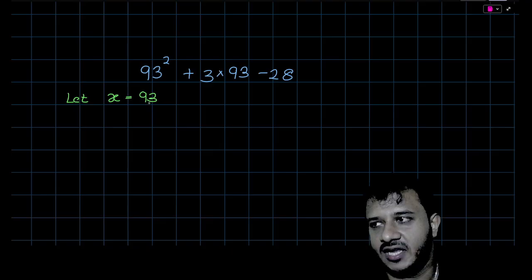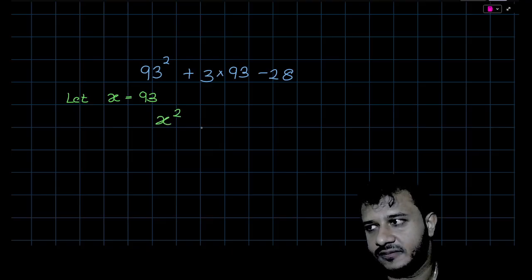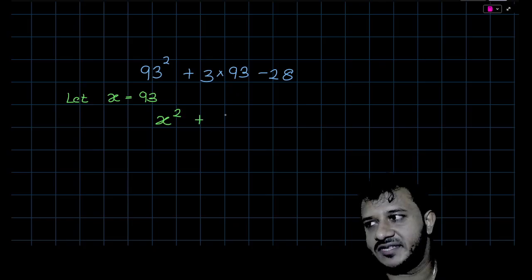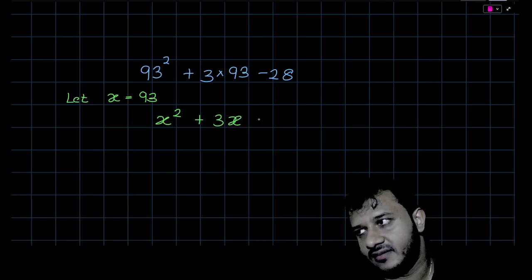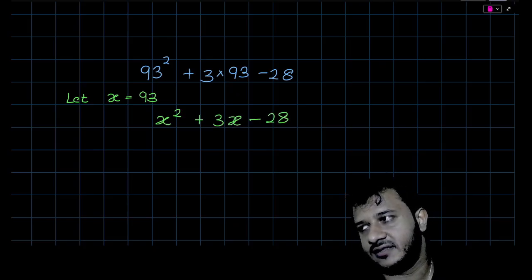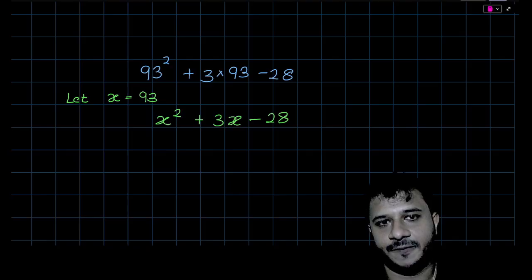Let x equal 93. So rather than writing 93 square, I can write x square plus 3 times 93, which means 3x, minus 28. Do you understand that, Pute? Now what we need to do is think about two numbers which will add up to 3 and multiply to a negative 28.